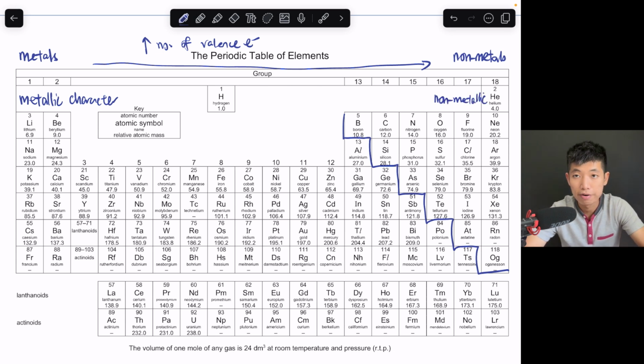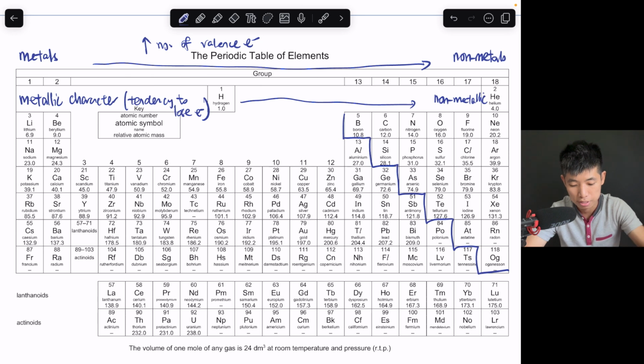What does metallic character mean? We say that metals lose electrons, so the more likely you are to lose electrons, we say that you have a very high metallic character. We say that non-metals tend to gain electrons, so the more likely you are to gain electrons, we say that you have a non-metallic character. So the metallic character actually decreases across the period, while the non-metallic character would increase across the period.